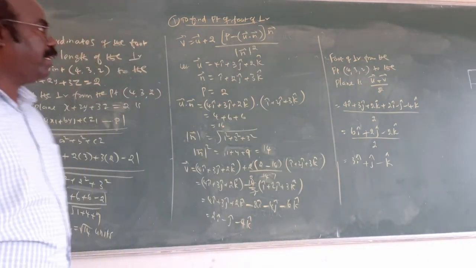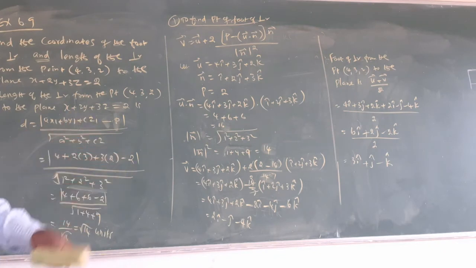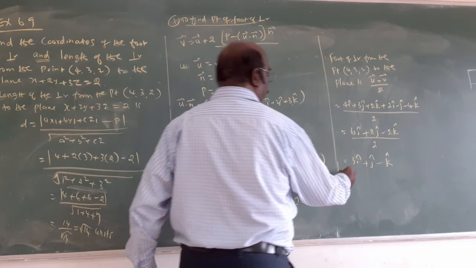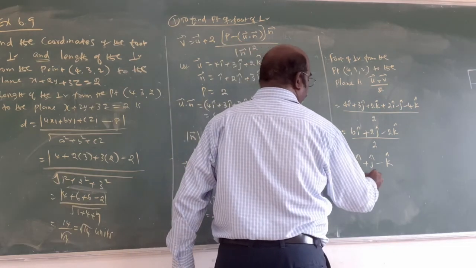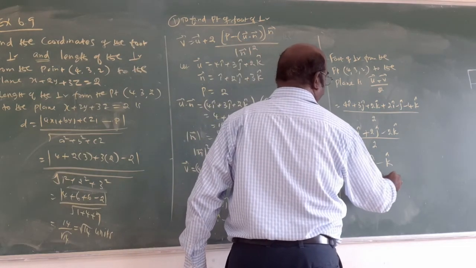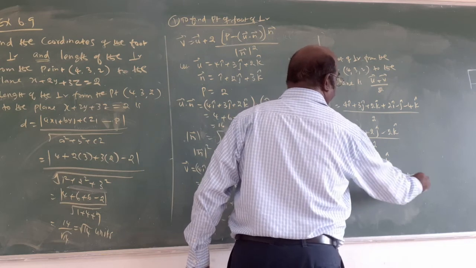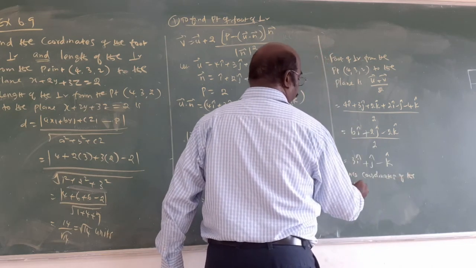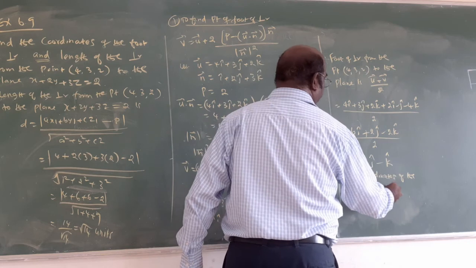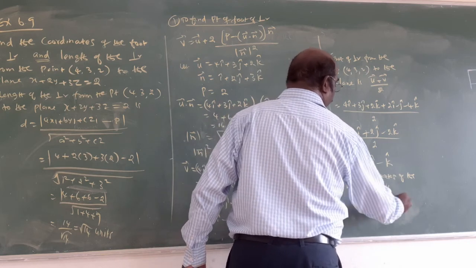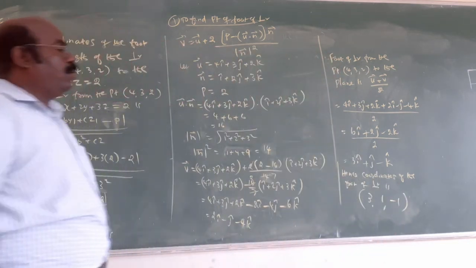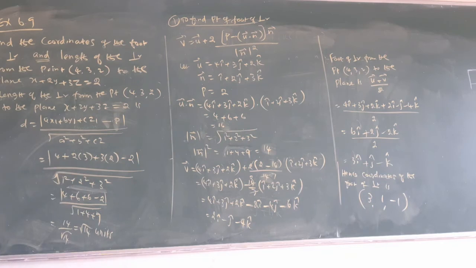Now, what is it asking? The coordinates of the foot of the perpendicular. Coordinates of the foot of the perpendicular equal to 3, 1, minus 1. Coordinates of points, that's why x coordinate, y coordinate, z coordinate. 3, 1, minus 1.